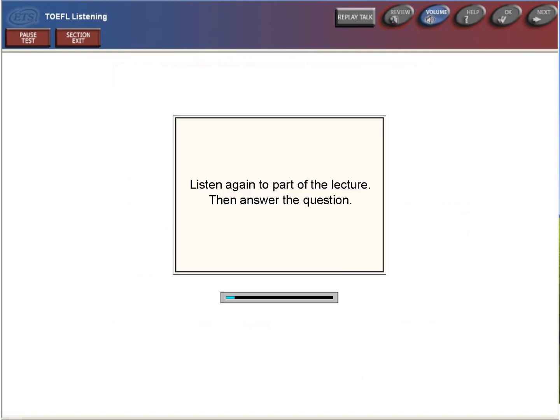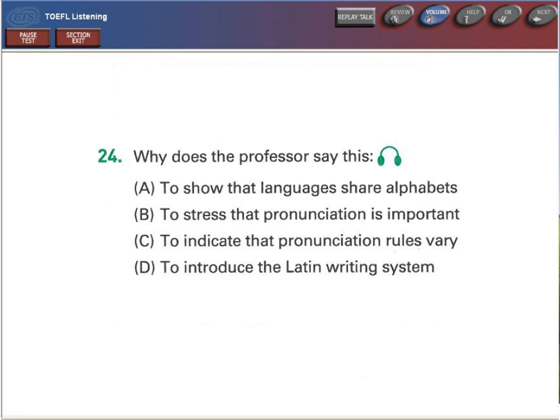23. Listen again to part of the lecture, then answer the question. For example, the pronunciation of a vowel changes if there is an E at the end of the word, like tap and tape. Of course, these are English words. In, say, French or German, the letters would stand for slightly different sounds, but the basic principle still applies. 24. Why does the professor say this? Of course, these are English words.